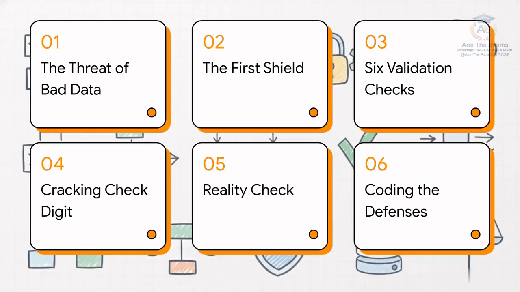Here is our tactical roadmap for this session. We've just established the threat of bad data. Next, we'll dive into validation, the 6 specific checks examiners love to ask about, and we'll crack the math behind the check digit. Then we'll explore verification, and finally look at how to actually code these defenses to guarantee top marks.